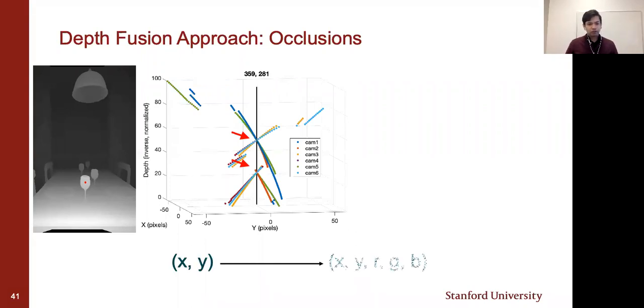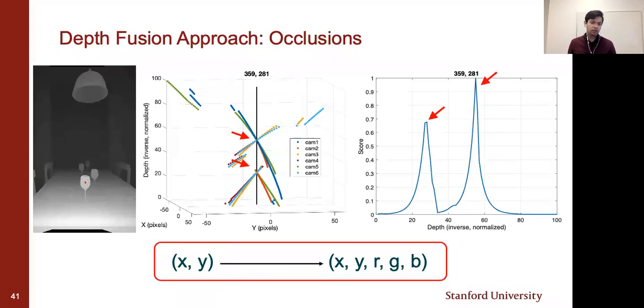And of course, we don't have to be limited to just the reprojected pixel coordinates. We can also incorporate the RGB information from the source views and define a scoring function to decide how well these points agree with each other. The scoring function is shown on the right. And again, we can see that we get 2 distinct peaks, one for each depth value.